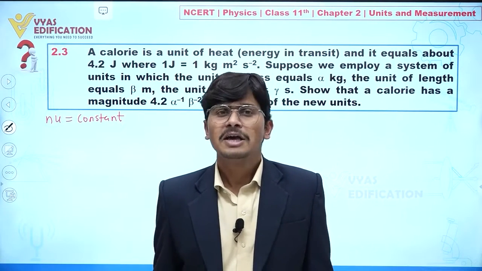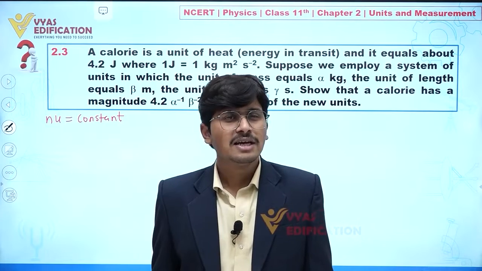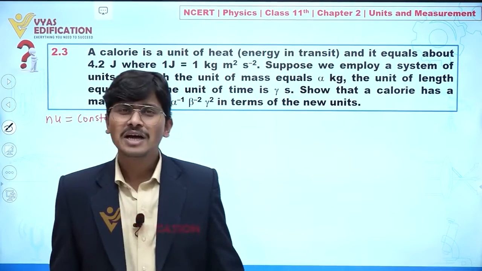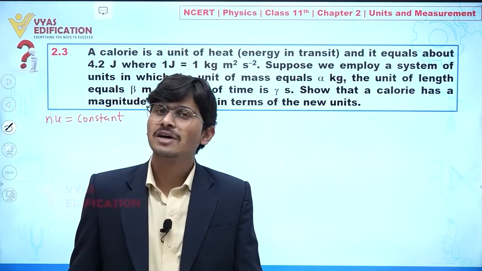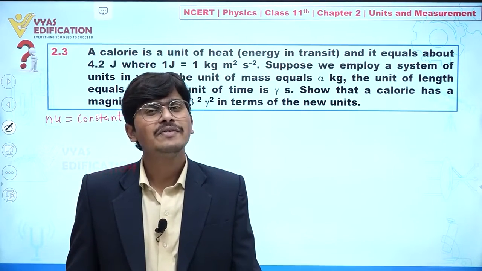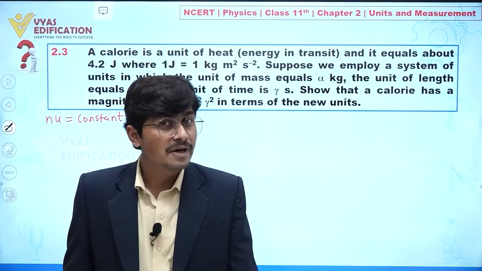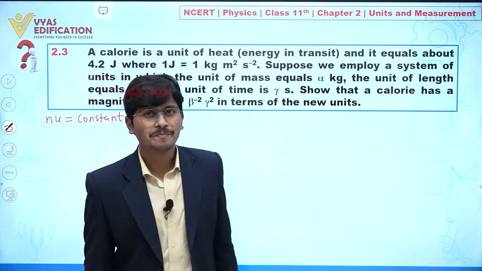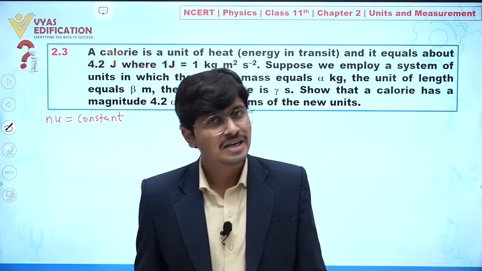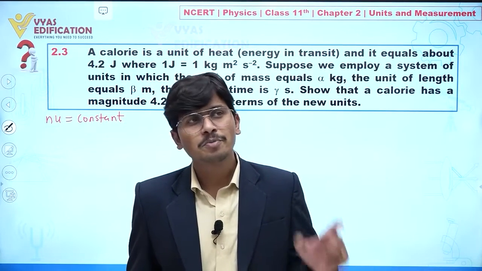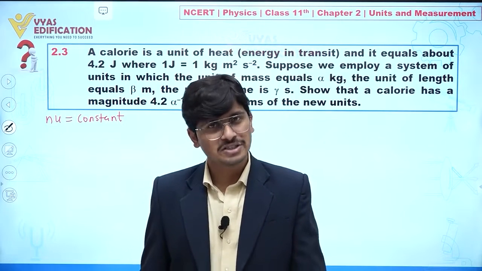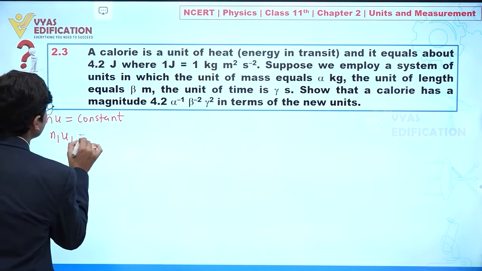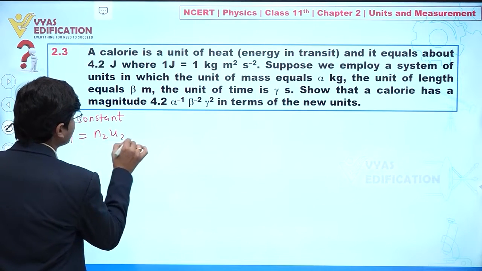For example, if I am talking about mass, let's suppose I am talking about 5 kilogram, clear. So let's suppose we have 5 kilogram and we have 5000 gram, clear. Definitely we can say 5000 is more compared to 5, but if we are talking about unit, definitely kilogram is the larger unit compared to gram, clear. So if I am talking about the product, this product always remains constant, clear. So from here we can write like this, n1 u1 should be equal to n2 u2, clear.